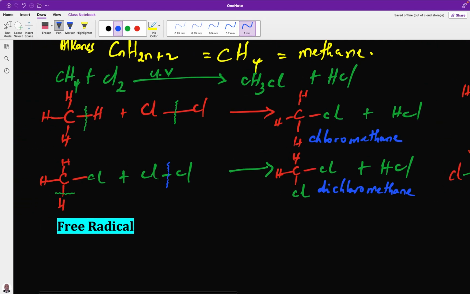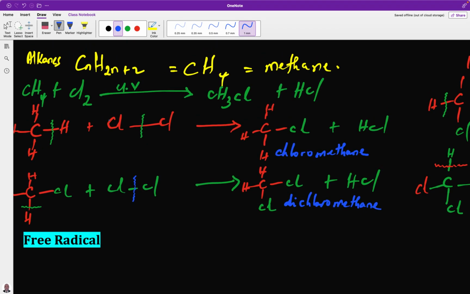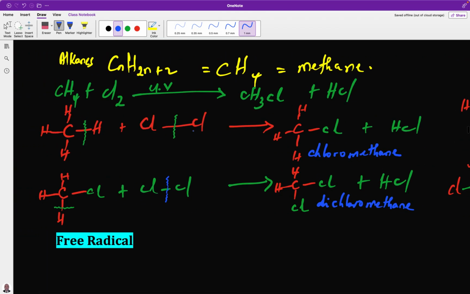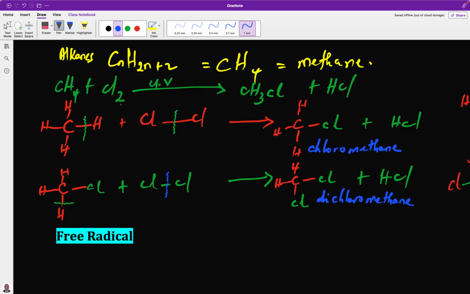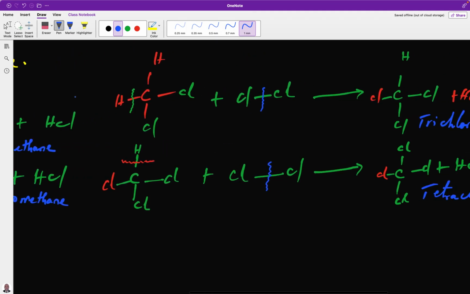I have decided to use the bonds for you to better understand. Else we would have used only the simple equation. In the simple equation, we would have just written CH4 plus Cl2 under UV light to give CH3Cl plus HCl. One hydrogen atom, as I said, is replaced at a time, just like that, like that, like that.